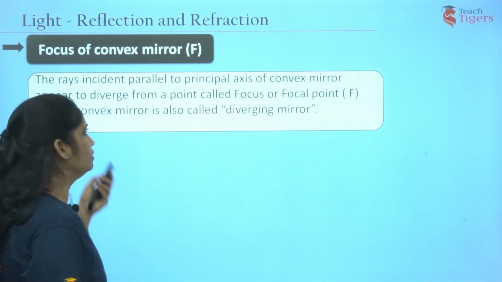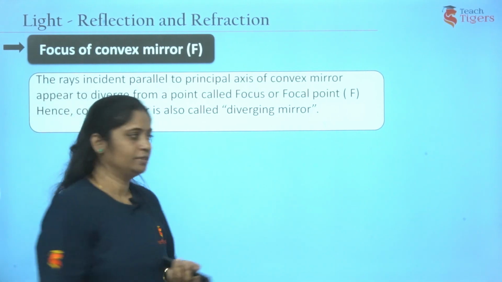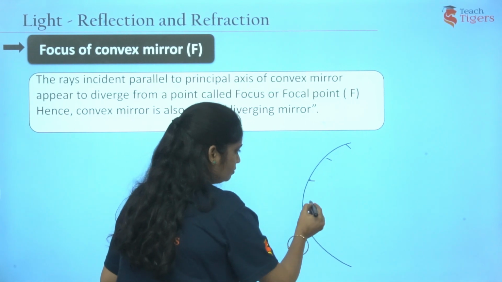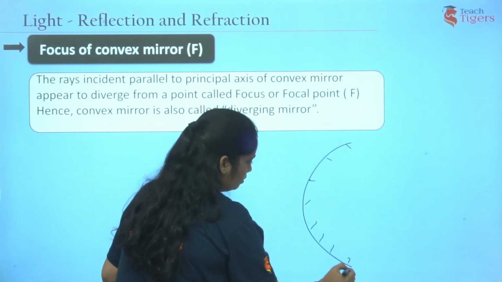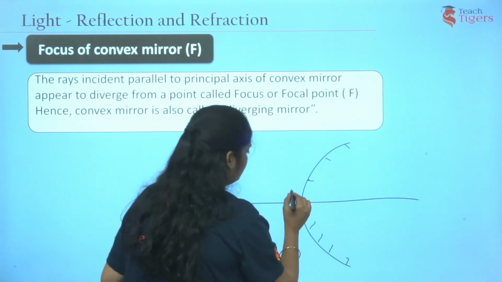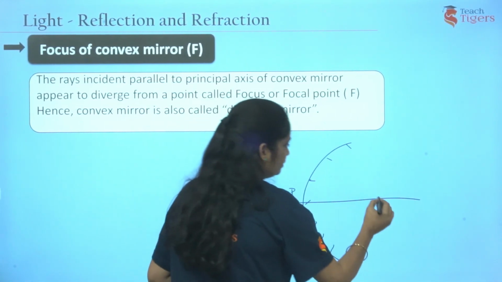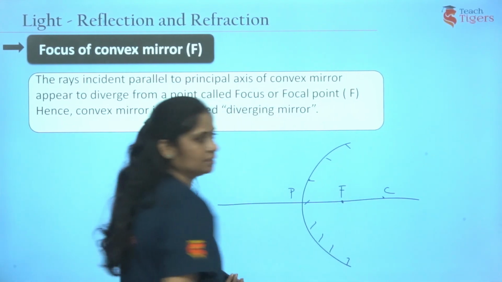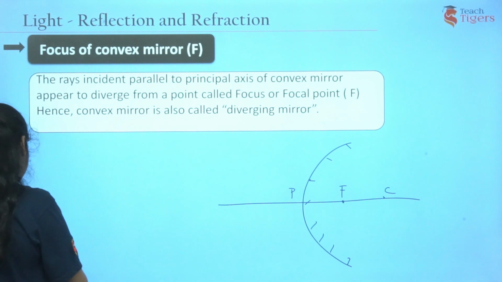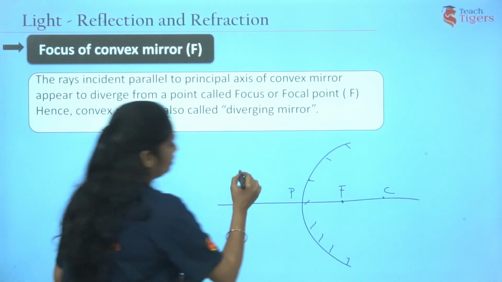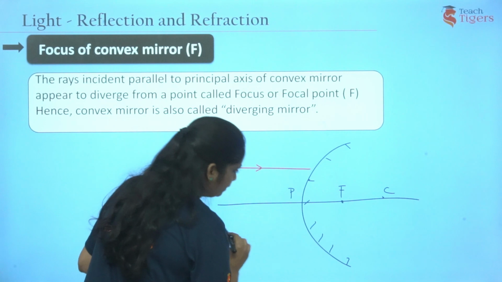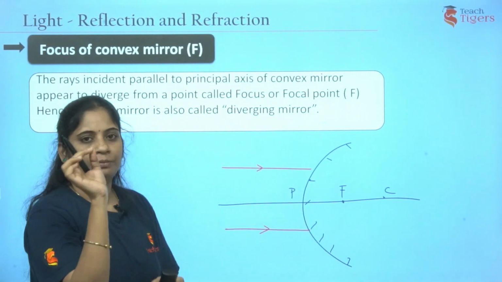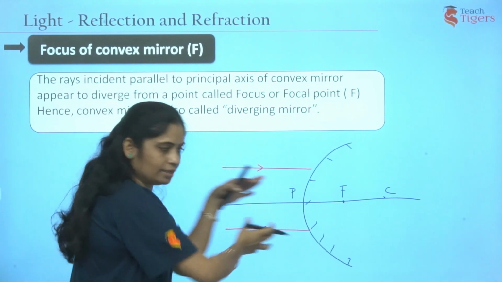Next, let us see the focus of a convex mirror. So if you see, this is a convex mirror, and this is the pole, this is the center of curvature, and this is the focus. Now I want to make parallel rays incident. Why are we incident-ing only parallel rays? I said only when parallel rays are incident can we obtain the focal point. So parallel rays are incident.